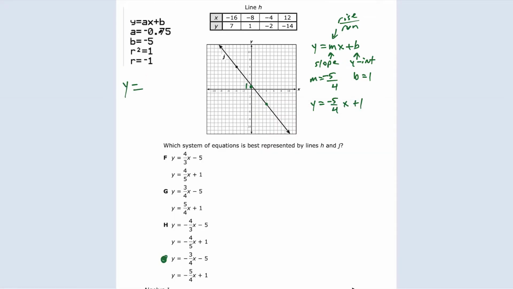We have y equals the a value, the coefficient of x, that's our slope, is negative 0.75, which is the same thing as negative 3/4. So that would be negative 3/4. We tack on the x, and our b value is minus 5. And notice how this does match our answer choice. So this is definitely correct.